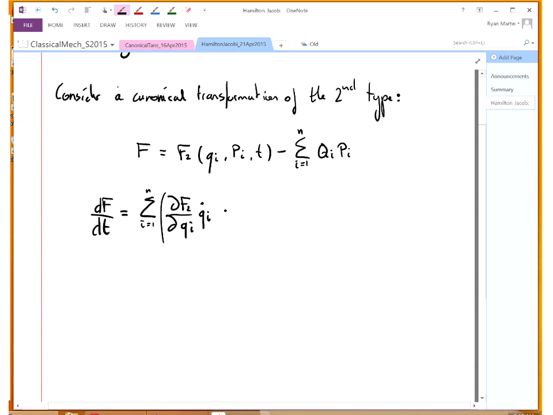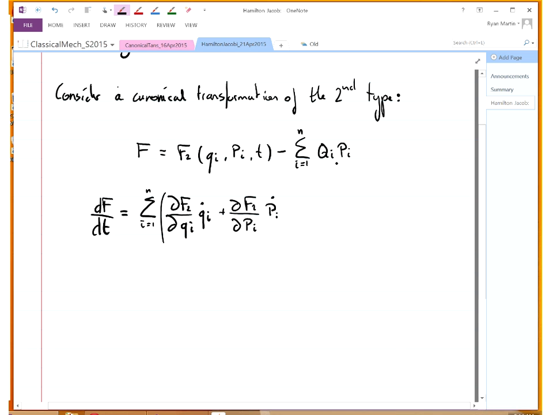Alright, then there's going to be a term ∂f2 by ∂capital Pi times capital Pi dot, and there's going to be a ∂f2 by ∂t, which I'm going to put at the end.